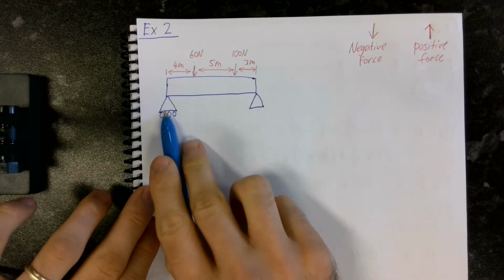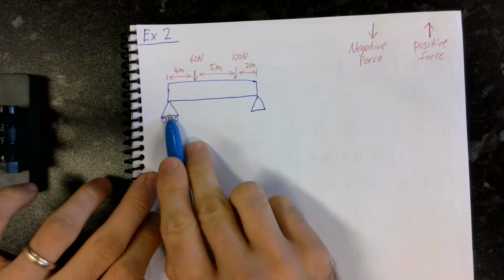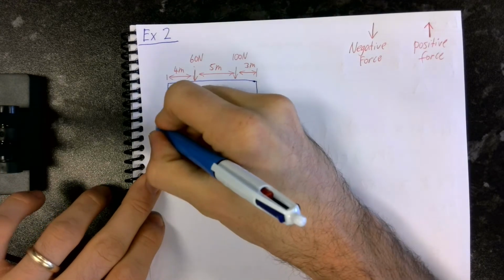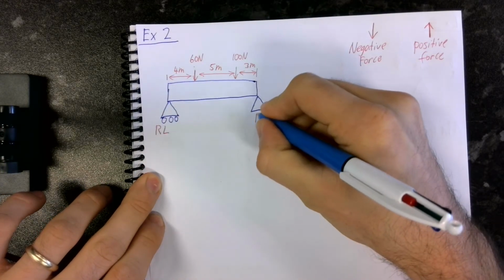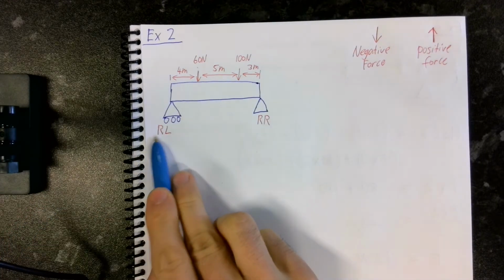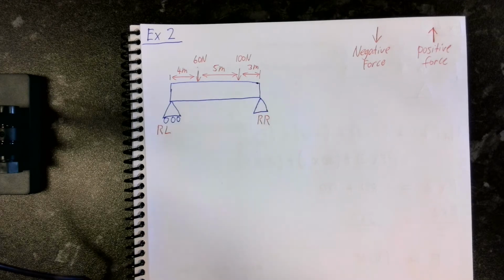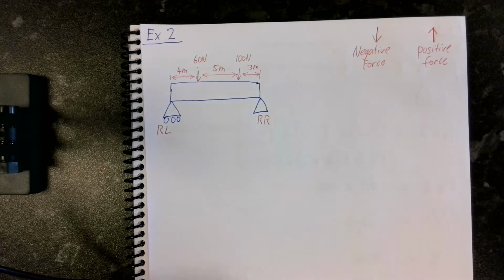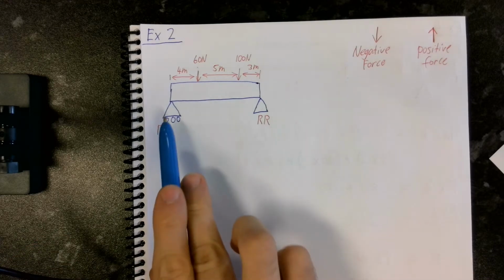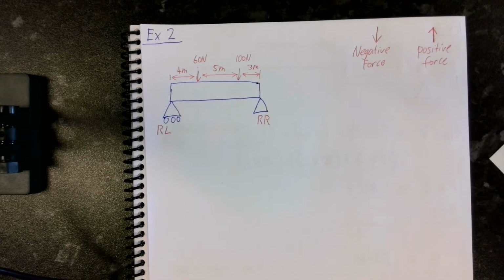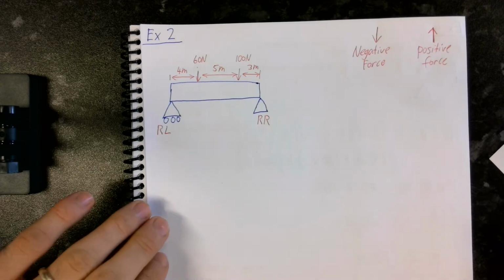We're going to name these supports because they don't have names right now. We're going to call this one RL, okay, and RR. So RL is reaction left, because it's on the left-hand side, and RR is reaction right, because it's on the right-hand side, right? So let's have a little go. Let's try and work this out. It doesn't matter which side you start from, okay? But for consistency, I've always told my class to start from the left and work your way to the right, okay? So for consistency, we're going to keep doing that.